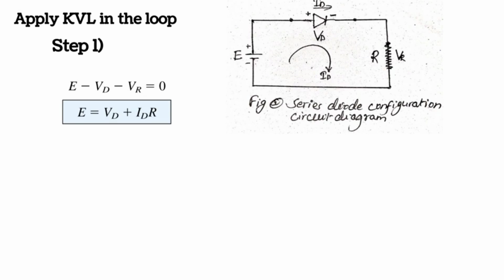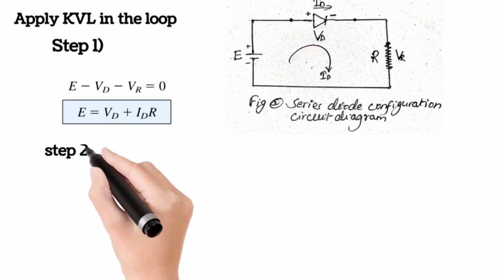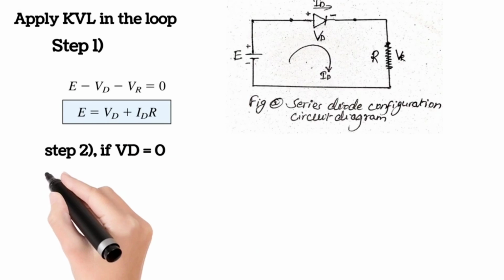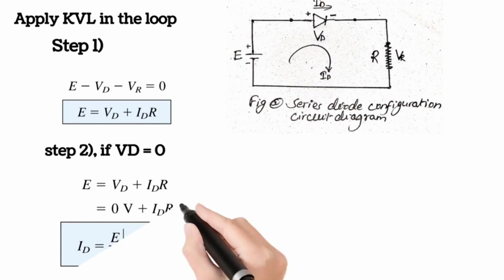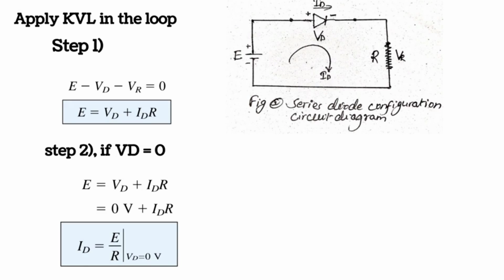In step number 2, suppose that VD equals 0, the voltage drop across the diode equals 0. Then we will substitute this value in equation number 1. Finally we will get ID equals E upon R.